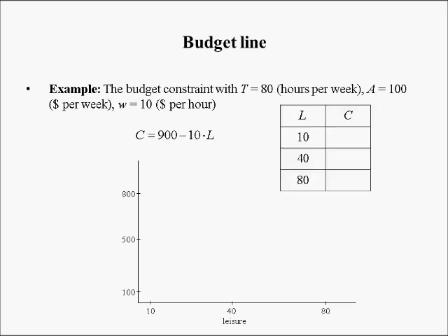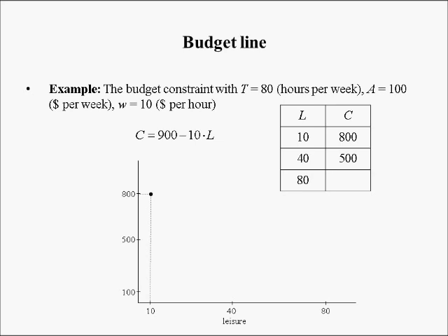Okay, so let's graph it. If we have 10 hours of leisure, 10 times 10 is 100. 900 minus 100 is 800. So when leisure is 10 hours, consumption is 800. Plugging in 40 into the budget line, we get 500. Why is that? 10 times 40 is 400. 900 minus 400 is 500.